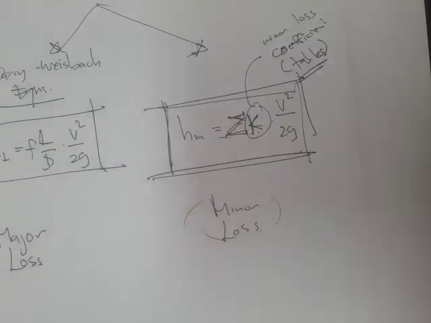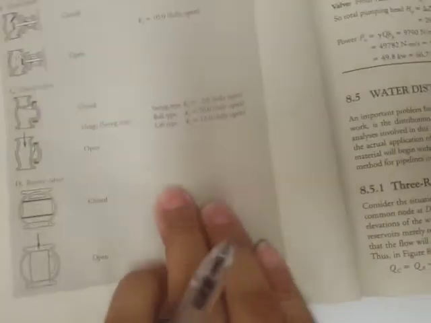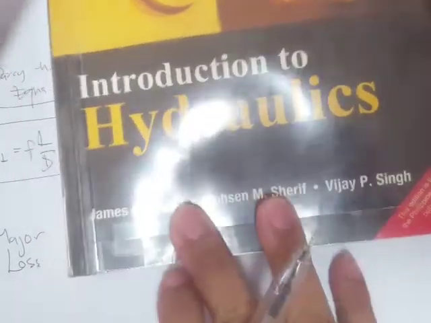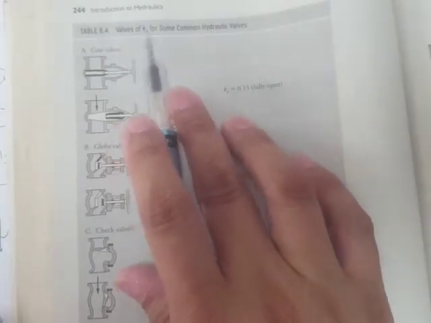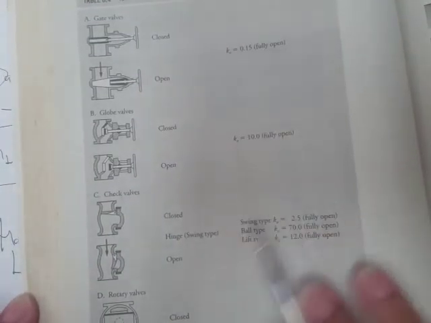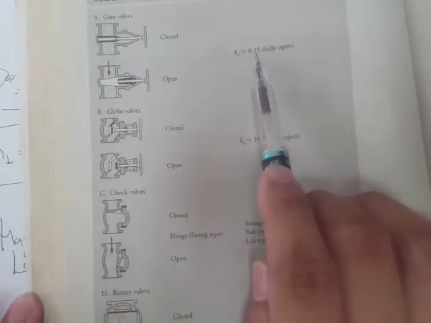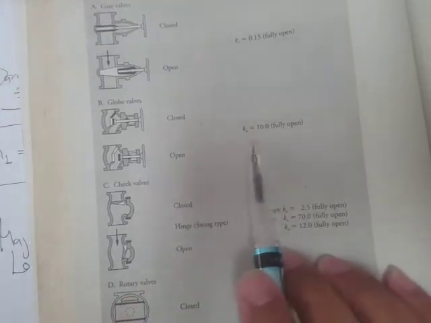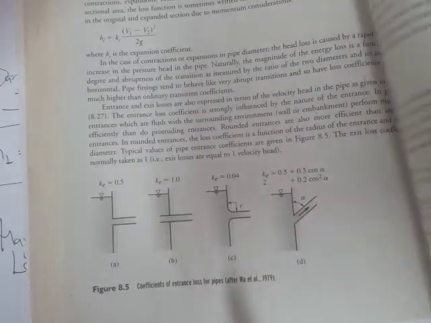One example of this table can be found, actually it is very common in many fluid mechanics textbooks, but this one is from Introduction to Hydraulics by Cruz et al. We have this table, it says here values of K sub V for some common hydraulic valves. So for example, we have gate valves, then what's the value of K? That's 0.15. If it's a globe valve, then what is the value of K? That's 10.0. Then there are check valves or rotary valves.